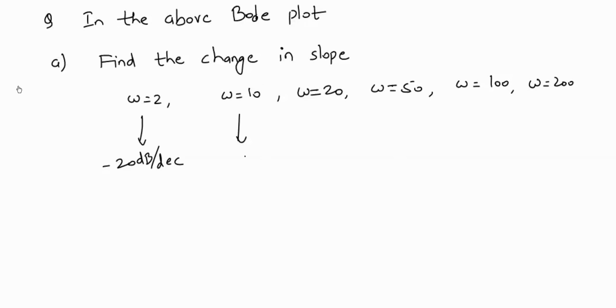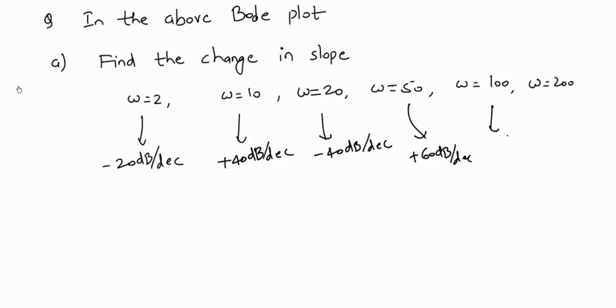At omega equal to 10, we observe that there are two zeros, so the answer will be plus 40 dB per decade. For omega equal to 20, we observe that there are two poles, so it will give me minus 40 dB per decade. In this way you can answer all the questions. It's my plus 60 dB per decade. So this is how. Next.